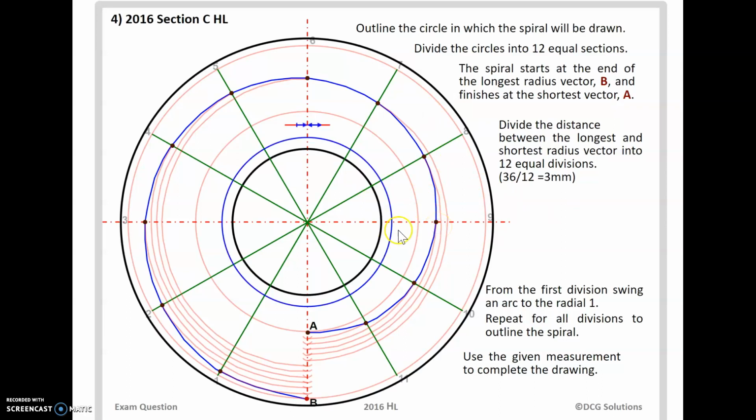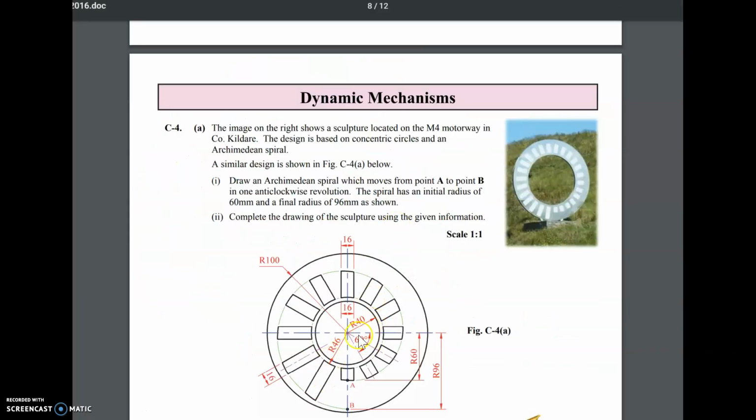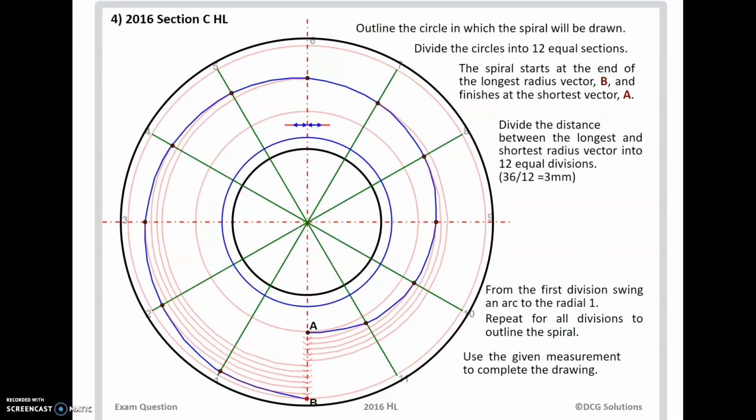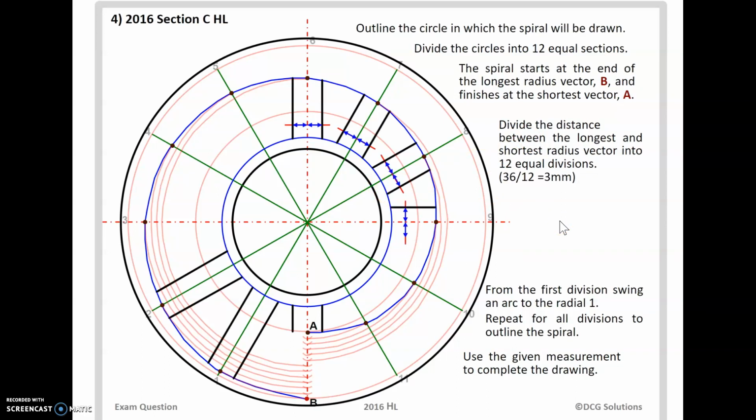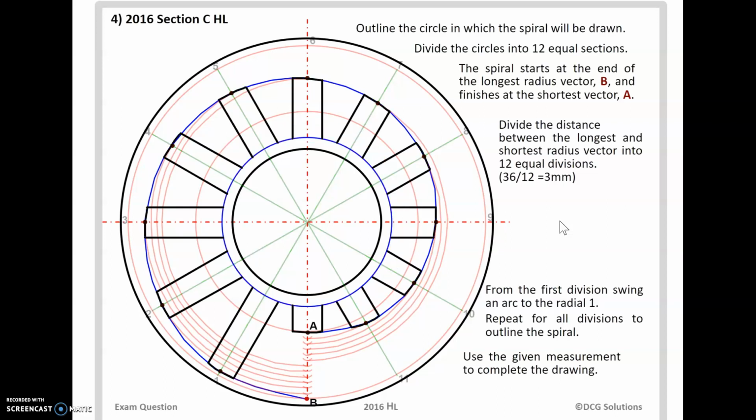Okay, this blue one here is just our 40 and 46 circle. We have those drawn there. So 40 is the black, 46 is the blue. Okay, and then we're coming out 8 either side of each of the divisions. And we have it drawn.